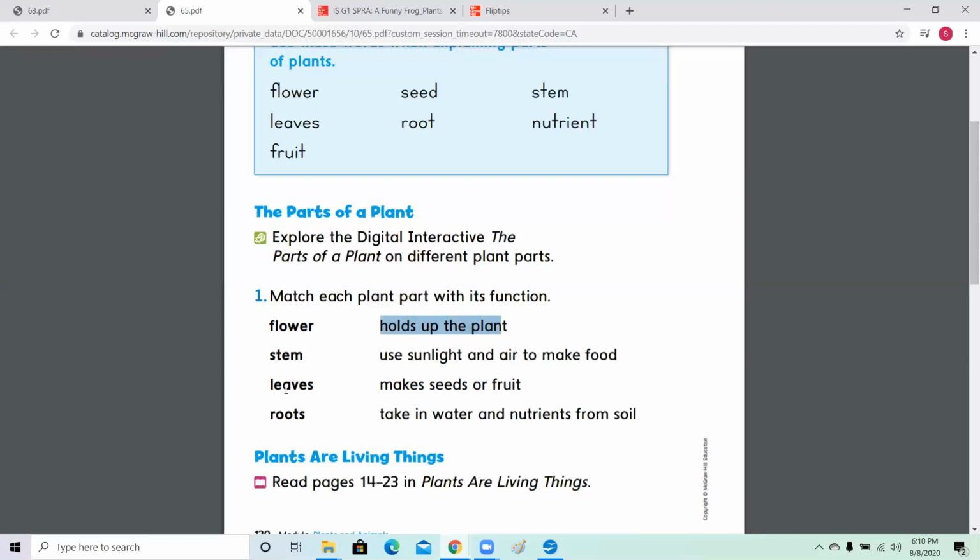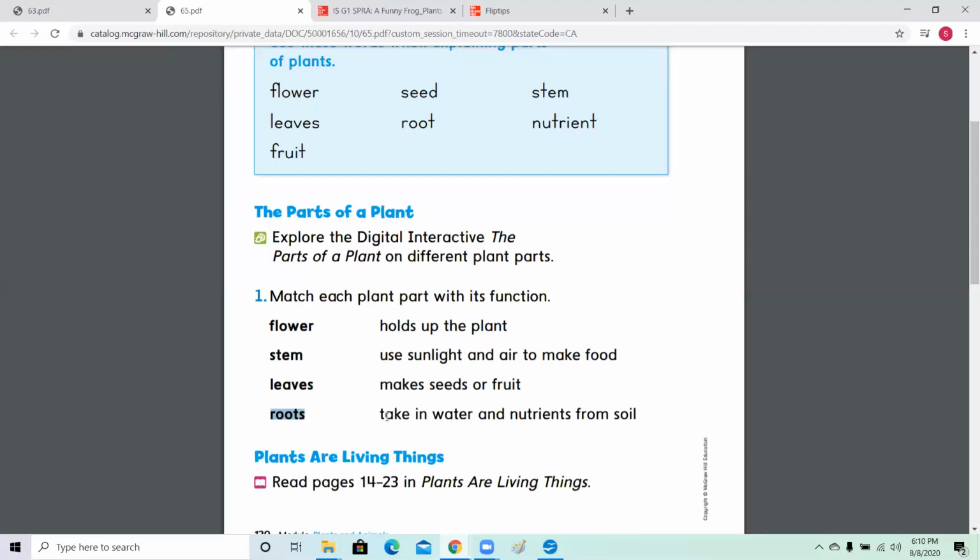Very good. Leaves. So now we chose the first one, we took this one, and we took this one. Now, leaves use sunlight and air to make food or take in water and nutrients from soil. Leaves use sunlight and air to make food. So you're gonna draw a line from leaves all the way to use sunlight and air to make food. Roots take in water and nutrients from soil.